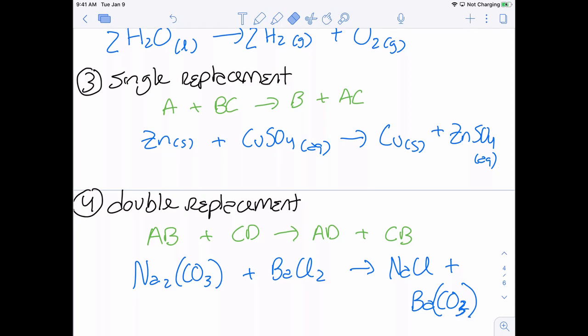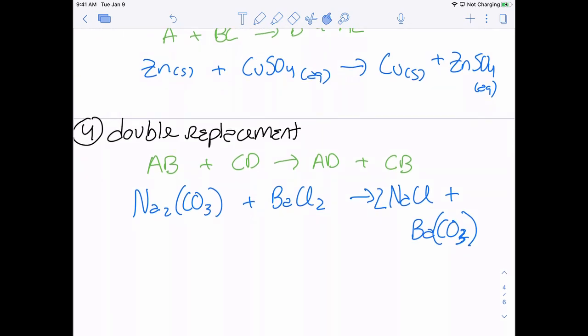So balancing this one, I have 2 sodium on my reactant side, only 1 on my product. So I'm going to put a 2 there. That also gives me 2 chloride ions. Barium chloride, 2 chloride ions. 1 barium on my reactant side, 1 barium on my product. 1 carbonate on my reactant, 1 carbonate on my product. So this one is balanced for us. Again, double replacement because I'm doing 2 replacements. Sodium and barium are switching partners essentially.